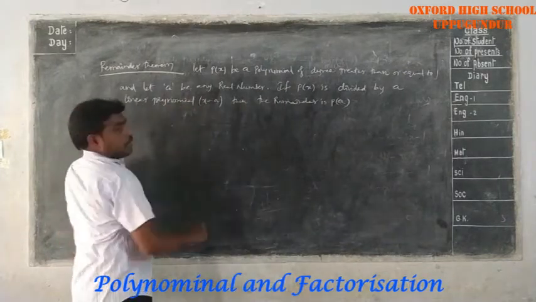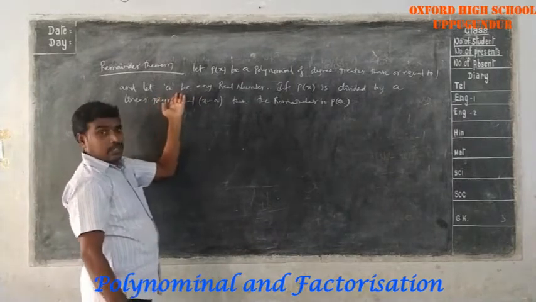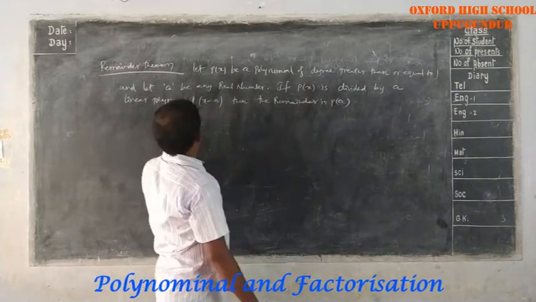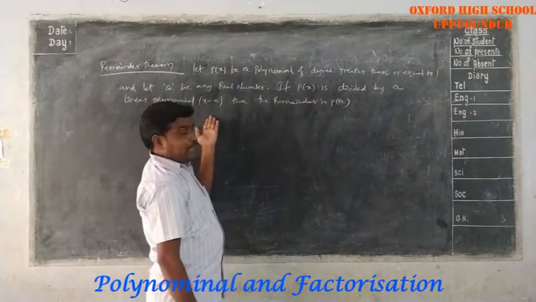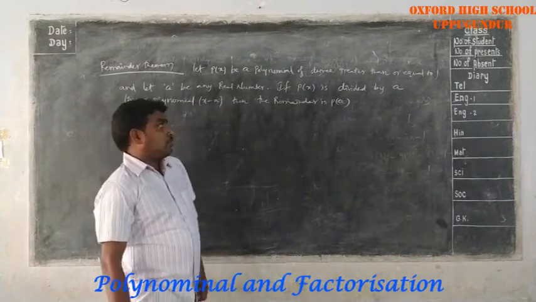Let a be any real number. We have to take any constant, and we are assuming that constant as a. If P of x is divided by a linear polynomial x minus a, then the remainder is P of a. So this you have to prove now.